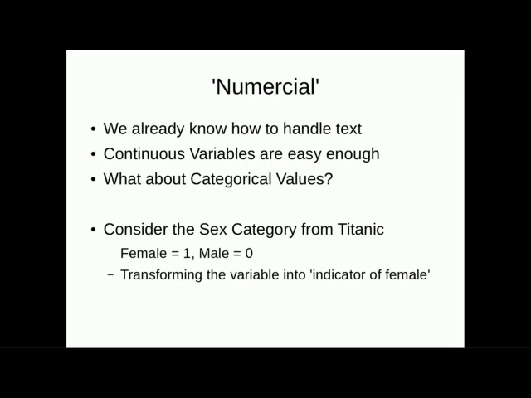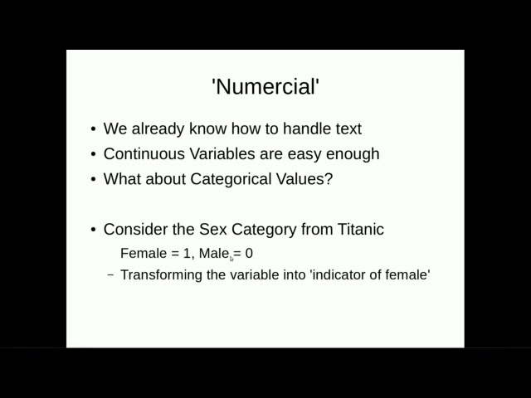All right, the next thing we need is for our values to all be numerical. Computers aren't so great at understanding words like male and female. We already know how to convert text to numerical features. We did that last week with TF-IDF. Continuous variables are easy enough, but categorical variables, we haven't really talked about that yet. That's okay, it's not very hard.